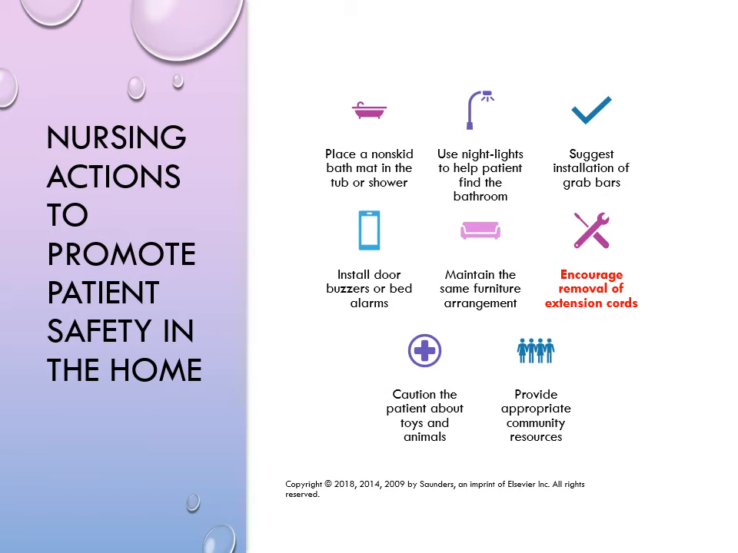Here are some additional takeaways for promoting safety in the home. Place a non-skid bath mat in the tub or shower. When assessing the patient's home environment, make sure that they have some night lights available so that they can find the bathroom. Suggest installation of grab bars in the showers if they don't have any. Install door buzzers or bed alarms. Encourage the patient to maintain safe arrangement of furniture.